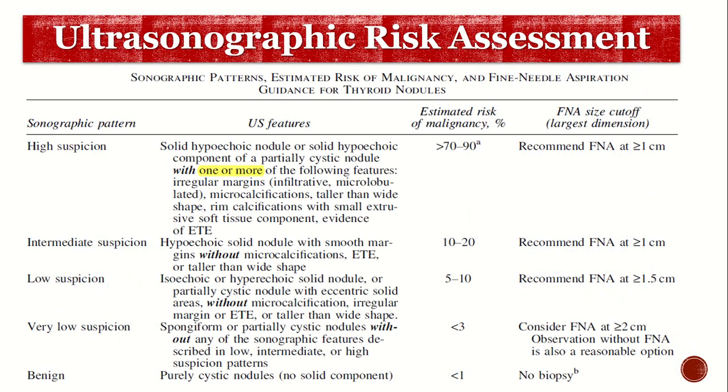The American Thyroid Association categorized the characteristics into five categories: benign, very low suspicion, low suspicion, intermediate suspicion, and high suspicion. Every one of them harbors a risk of malignancy ranging from less than 1% in the cystic nodules up to 70 to 90% in the high suspicion category, when we see solid hypoechoic nodules with one or more of the characteristics we mentioned in the previous slides. In general, every hypoechoic nodule needs to be FNA'd if it is more than 1 centimeter.